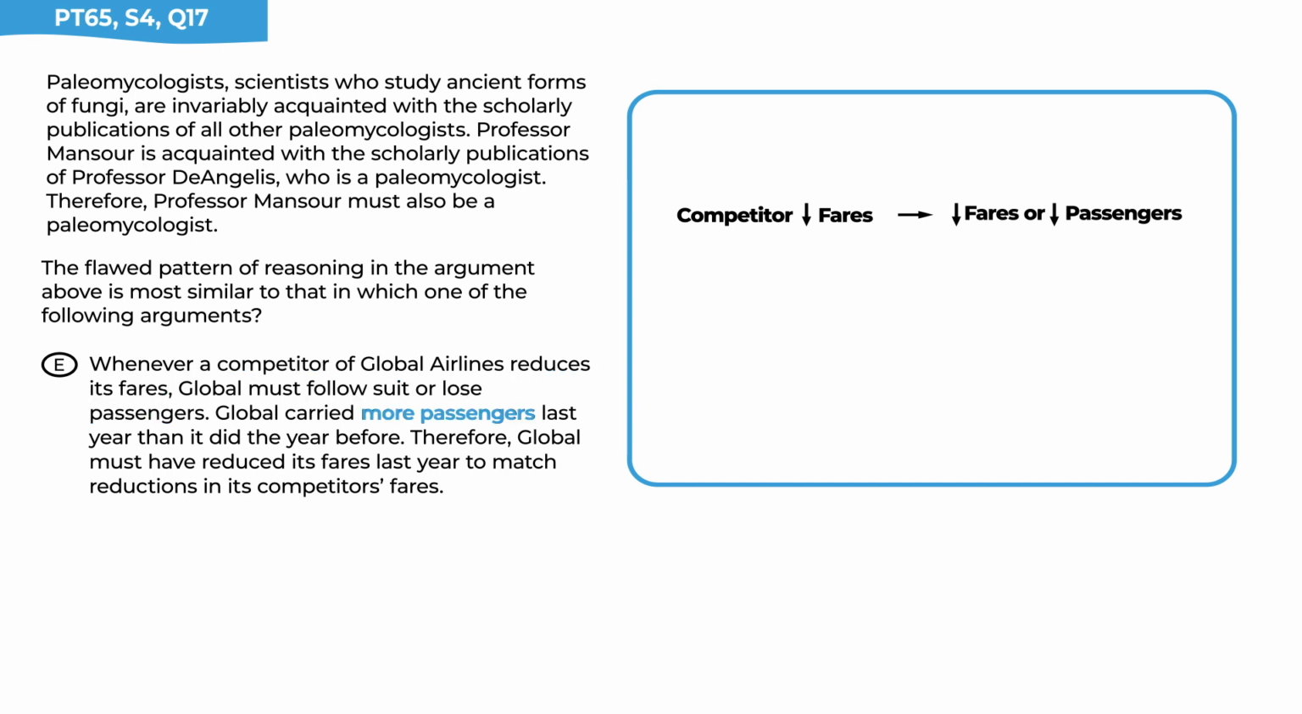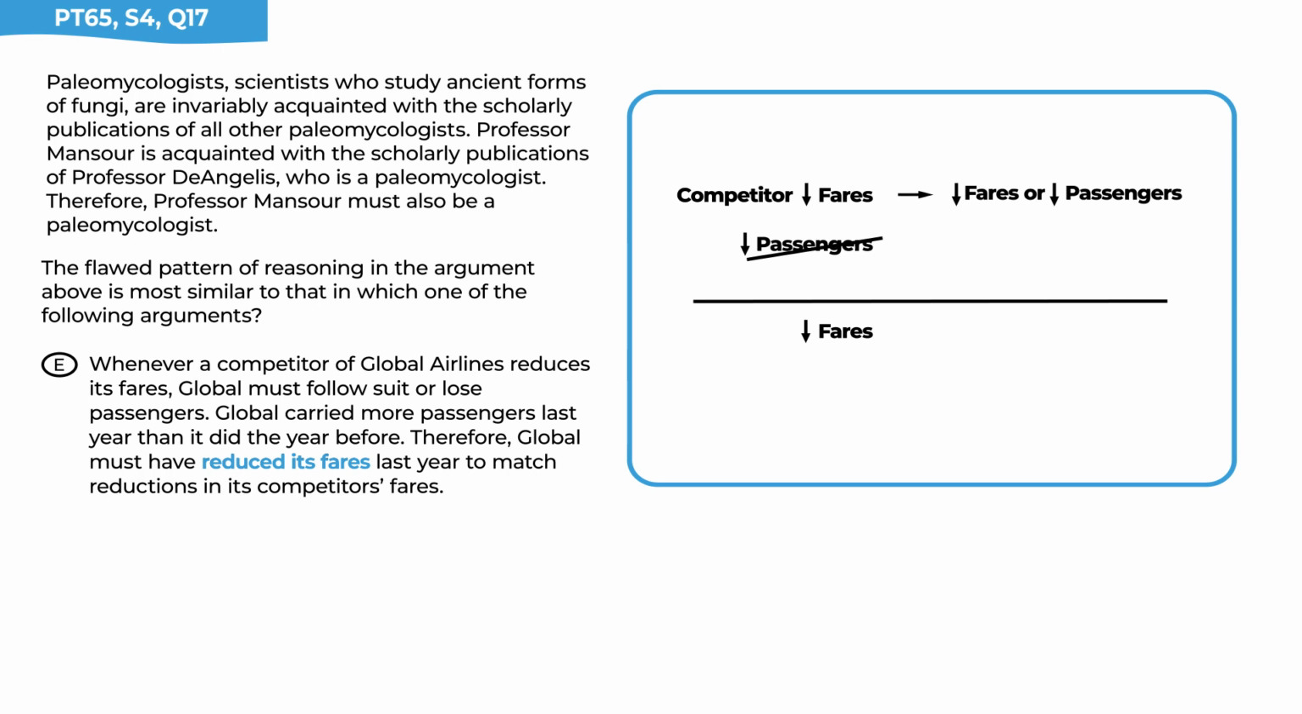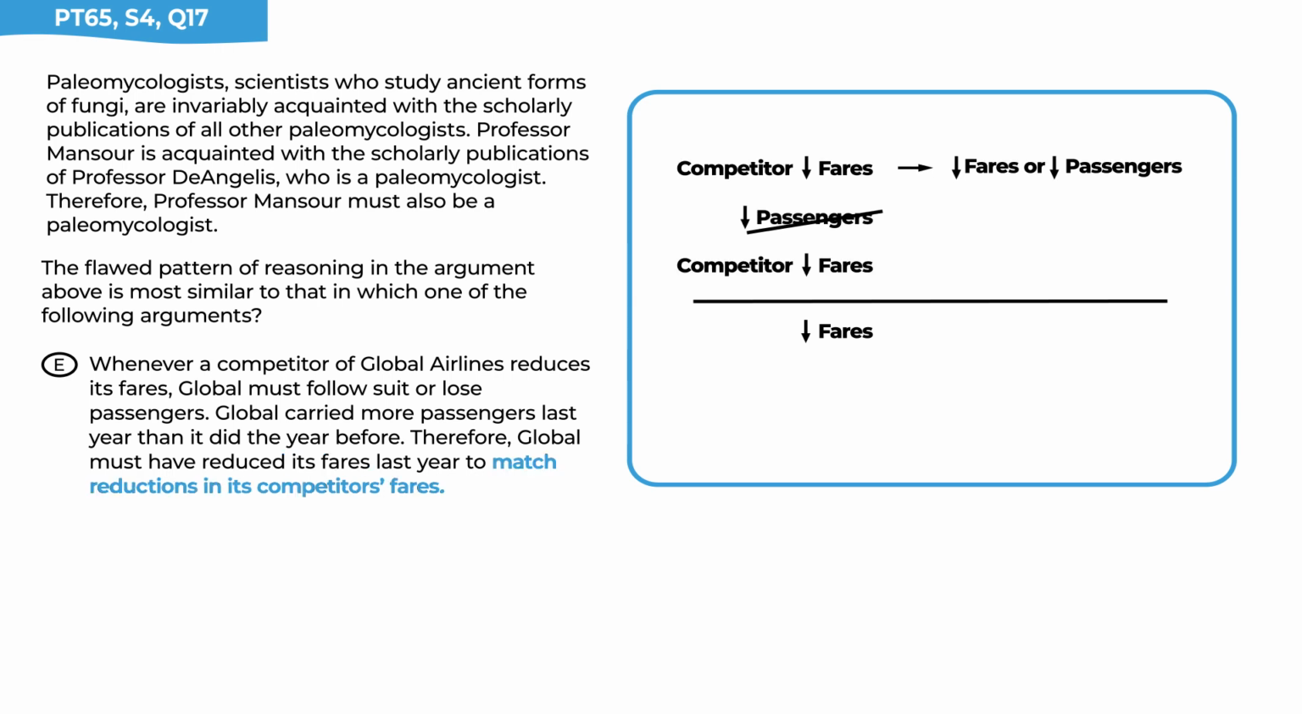Now, we know that Global carried more passengers last year than it did the year before, so it's not like they lost passengers last year. Then we get the conclusion, therefore, Global must have reduced its fares last year. So reducing fares is the conclusion, but there's information tucked into that conclusion that's super important. It's telling us that last year, the competitors did reduce their fares. So this other piece of information tells us that the rule is applicable, that the competitor did reduce their fares, which means that now we have to apply the rule. And since they didn't lose passengers last year, it must be true that they reduced their fares.